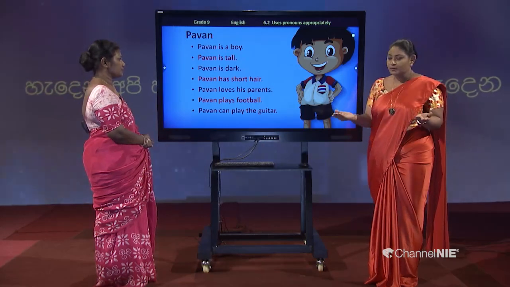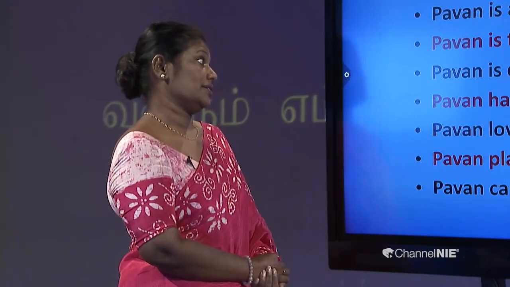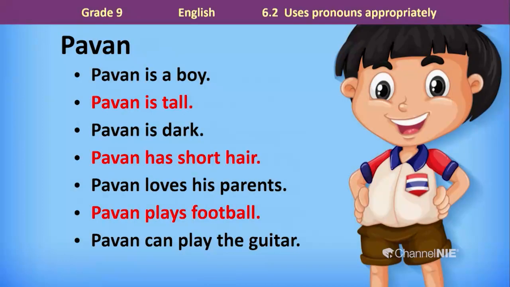You could have used some other word instead of Pawan. Right, so what is the word then? Something like he. Pawan is a boy, he is tall, he is dark, he has short hair, he loves his parents, he plays football. Pawan can play the guitar, you can use it at the end, it's okay, but not everywhere. Alright, so that means instead of Pawan, I have to use the word he.